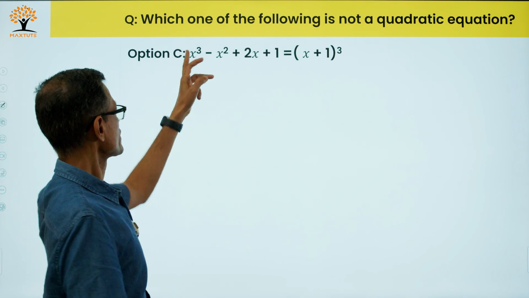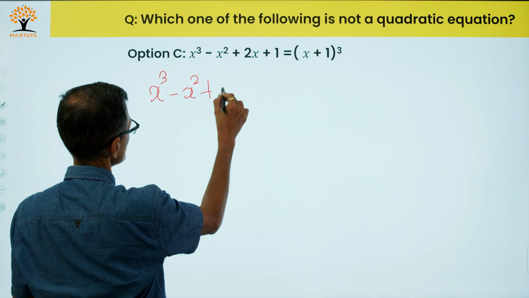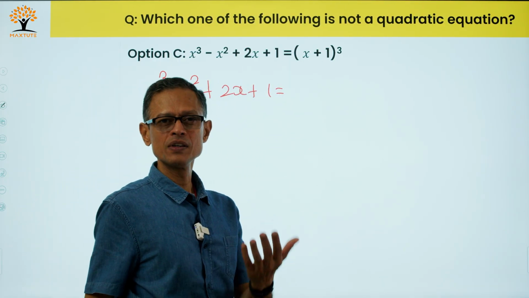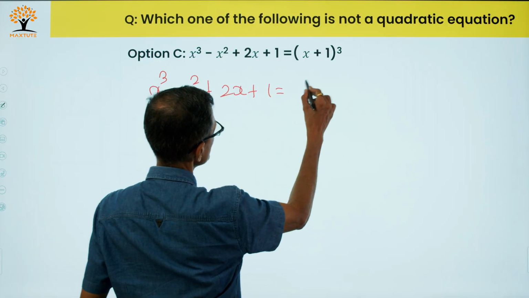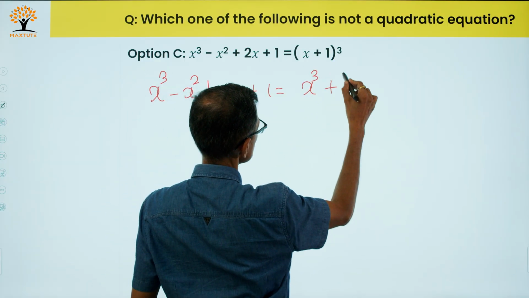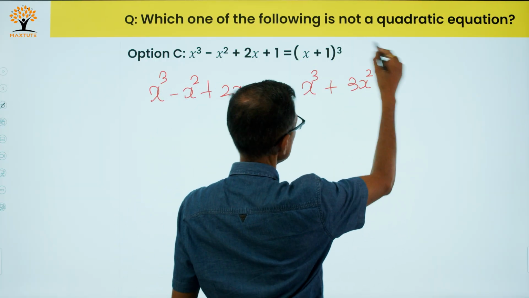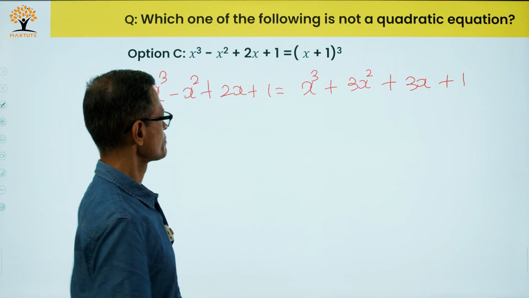So it's a cubic equation on the left hand side. x cube minus x square plus 2x plus 1. Expand the right hand side, a plus b the whole cube, which is a cube plus 3a square b plus 3ab square plus b cube. a cube is an x cube, 3a square b, 3 into x square into 1, I'm not writing that 1, 3ab square, 3x into 1 square plus b cube, which is equal to a 1.